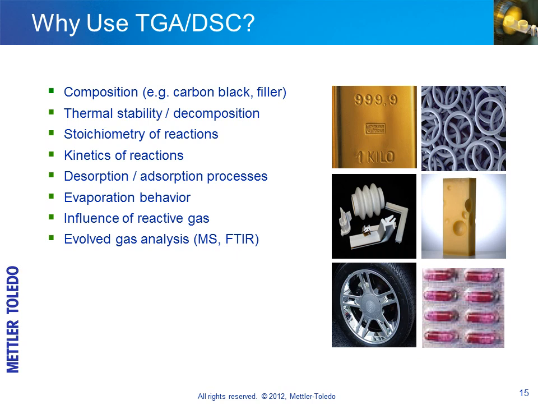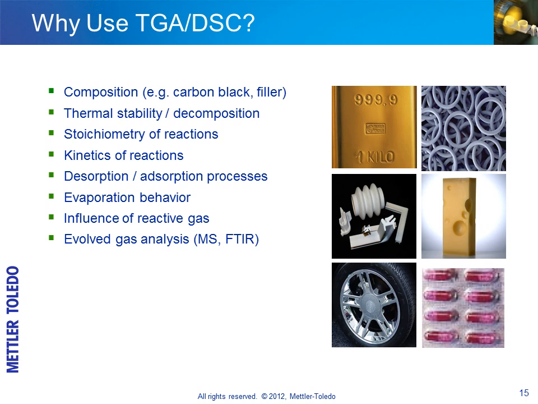The four examples just presented illustrate the wide application range of the TGA DSC technique. This slide summarizes the main areas of application. One important application is compositional analysis. For example, the content of volatiles, polymers, carbon black, or fillers and polymers. In the polymer field, it is important to know the temperature range in which the polymer is stable and the range in which decomposition occurs.